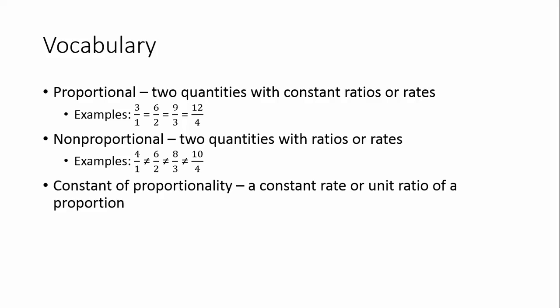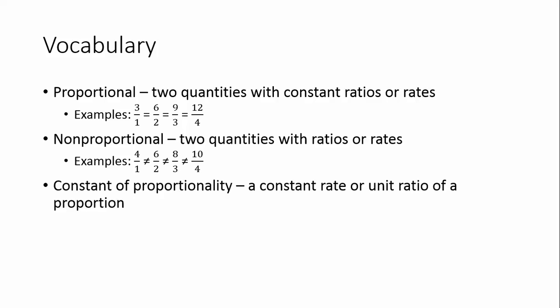But when 2 quantities are proportional, that means they're constant ratios or rates. So if we look at the examples here, we have 3/1, which is a proportion, and it's equal to 6/2, which is equal to 9/3, which is equal to 12/4, because they all reduce down to 3/1.